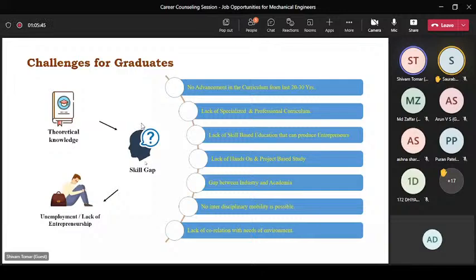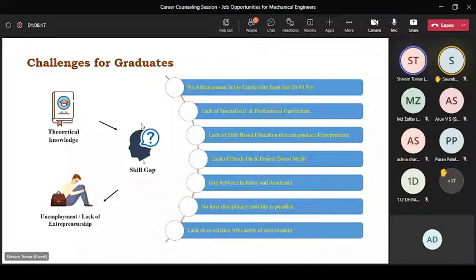Even the lab experiments that you are doing use equipment that is 20 to 30 or 40 years old. Today the industries are using CNC machines, right? But you are still practicing on lathe machines and other older machines. There is a gap between the industry and academics. Industry demand has completely changed, and whatever you are learning is completely different.